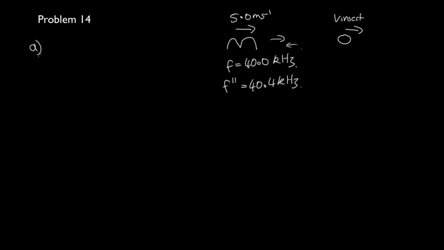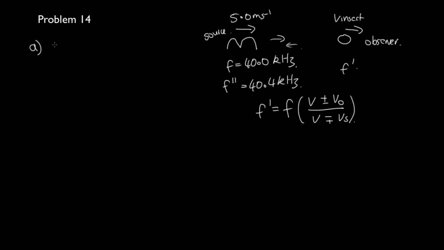Now in part A of the question, we're asked to write down an expression for the frequency detected by the insect, which we're calling f dash. Okay, so we know from the Doppler equation f dash is equal to f times (v plus or minus the velocity of the observer) over (v minus or plus the velocity of the source). Now in part A, the source is the bat and the insect is the observer.